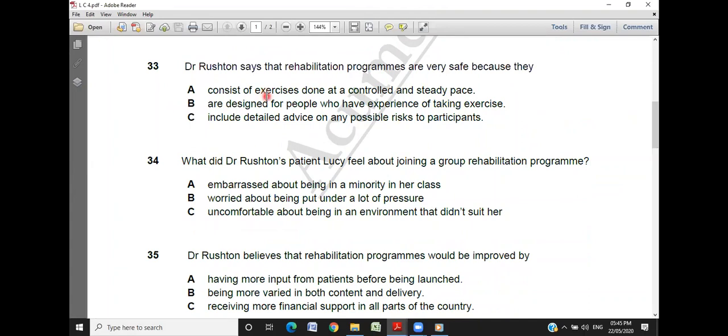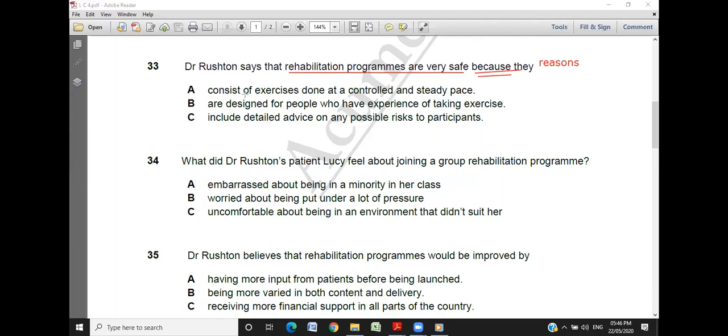Question number 3 and 4. So here it says that rehabilitation programs are very safe. Now we have to find out why. Okay? So in this part, your focus is reasons why he thinks rehabilitation programs are safe.